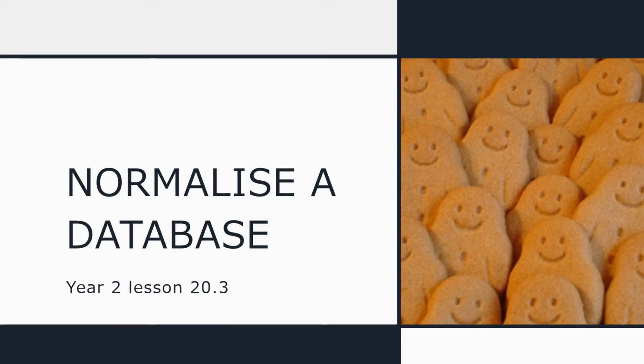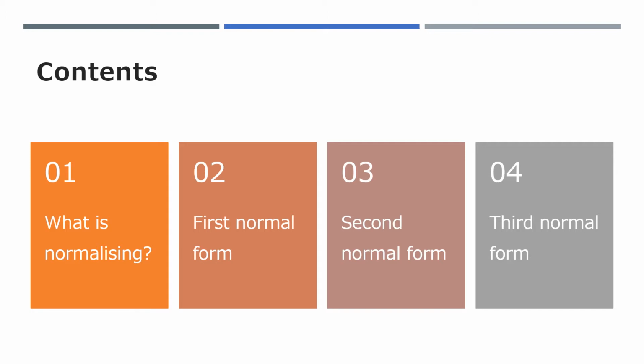Welcome back. In this short lesson, we'll look at the process of normalizing a database. That means checking it to make sure it doesn't have any errors in it. In this lesson, we'll look at what normalizing means and the 3 rules of normalization: first, second, and third normal form.